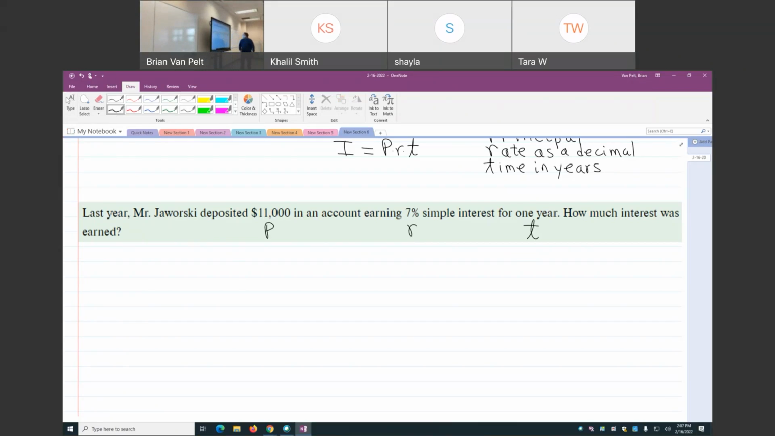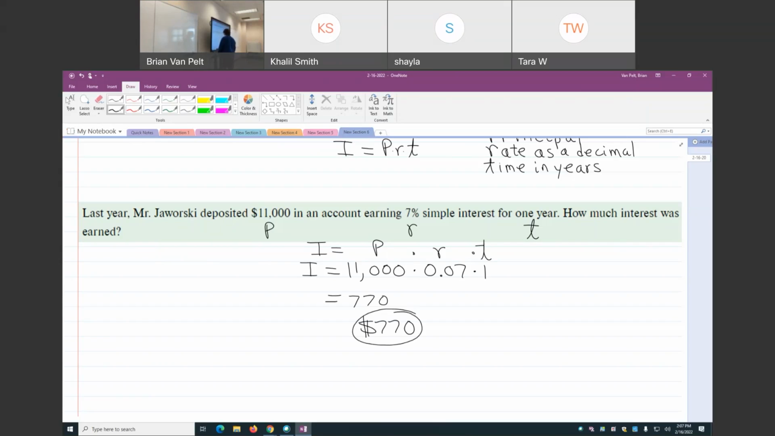You guys catch those things? P is 11,000, R is 0.07, T is 1. The amount of interest was 11,000 times 0.07 times 1. That's from the formula I equals P times R times T. See, I've got 770. So the interest was $770.